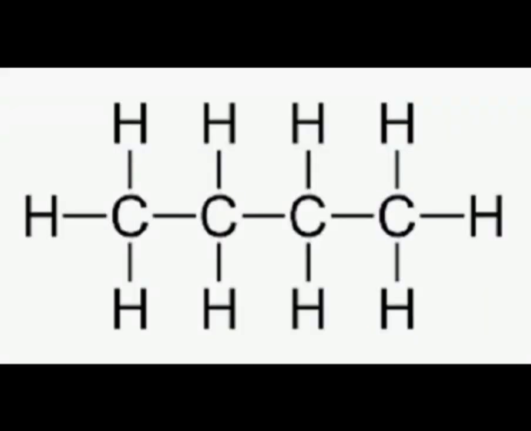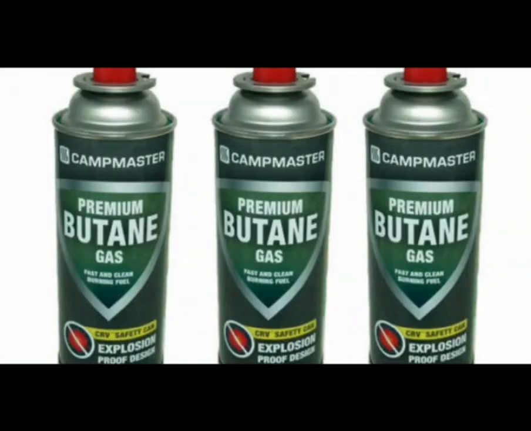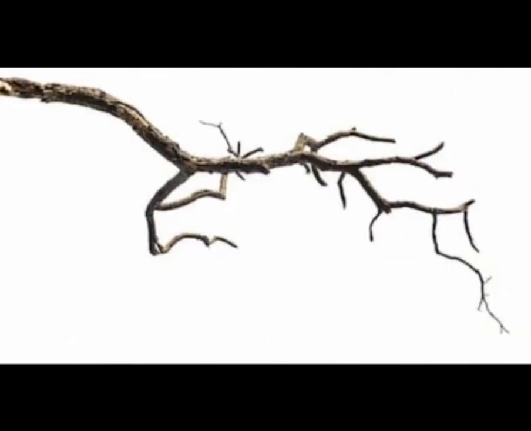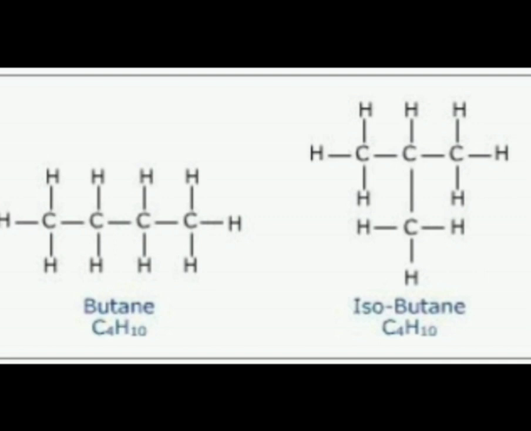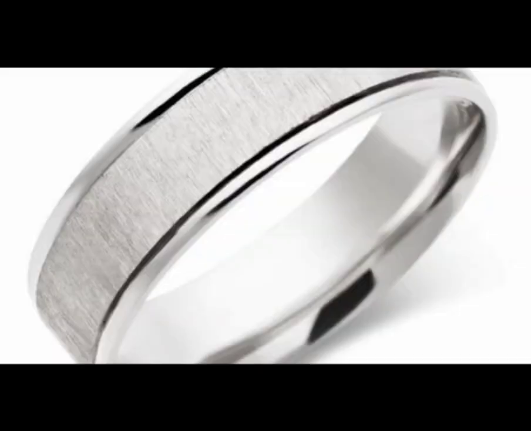Let's take butane with formula C4H10. For example, it has 4 carbon atoms. It has 2 different carbon structures. One is straight, another one is branched. We see that it has 2 different structures, the same molecular formula. These compounds which have the same molecular formula and different structures are called structural isomers.